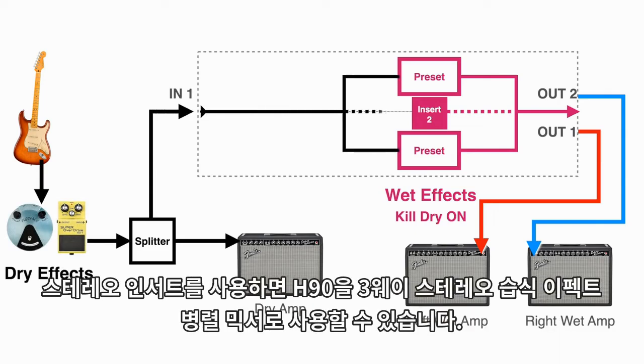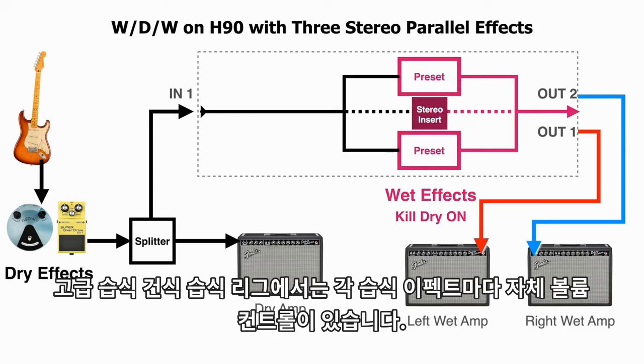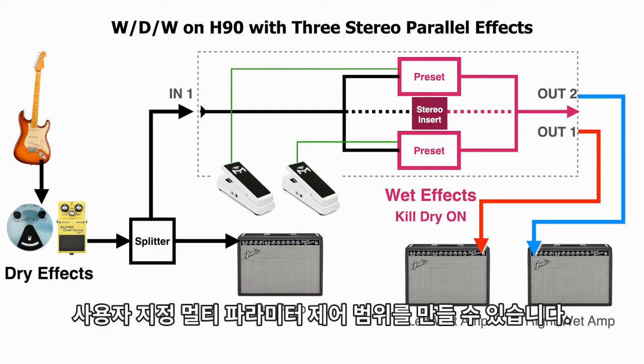We can use the H90 as a three-way stereo wet effect parallel mixer by employing the stereo insert. In advanced wet-dry-wet rigs, each wet effect has its own volume control. Similarly, on the H90 we can use the extensive expression mapping to control wet effect levels and create custom multi-parameter ranges of control for things like effect depths and/or feedback levels.